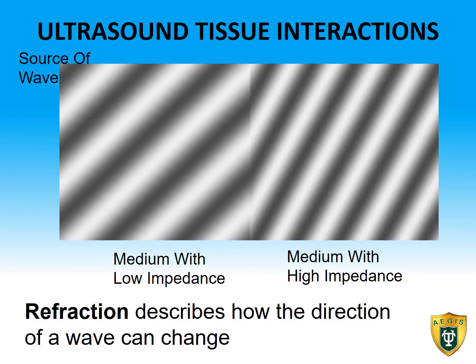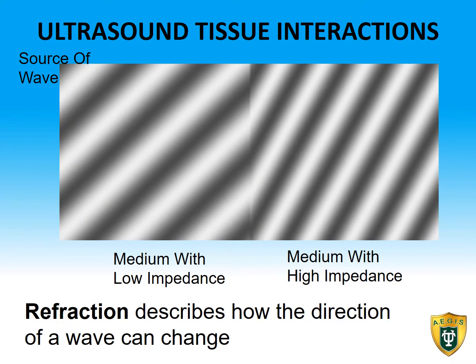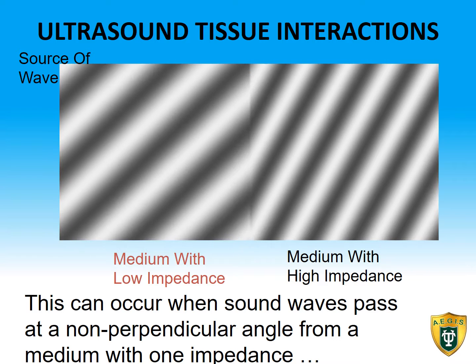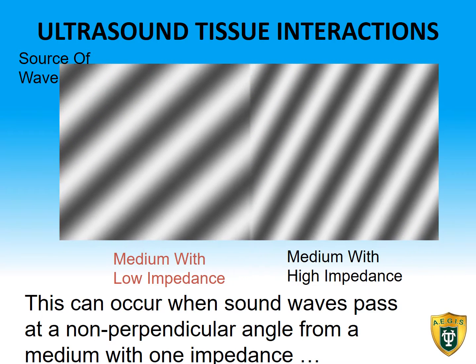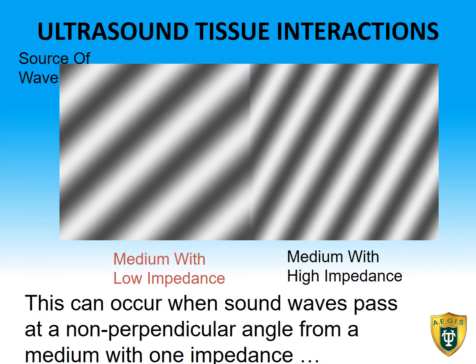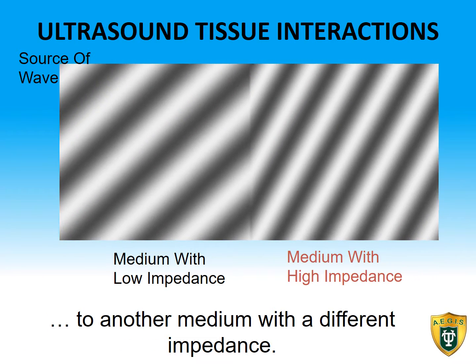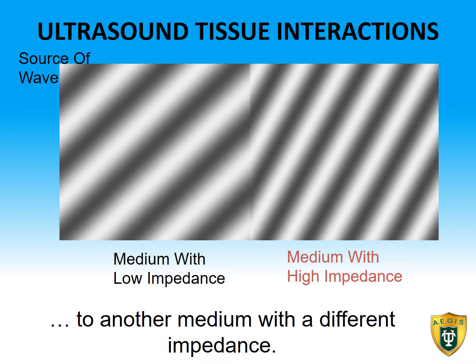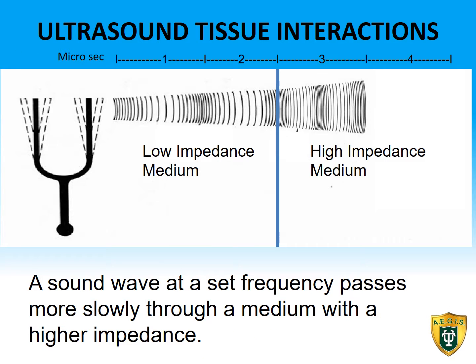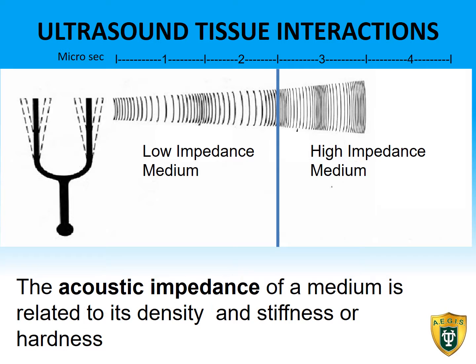Refraction describes how the direction of a wave can change. This can occur when sound waves pass at a non-perpendicular angle from a medium with one impedance to another medium with a different impedance. A sound wave at a set frequency passes more slowly through a medium with higher impedance. The acoustic impedance of a medium is related to its density and stiffness, or hardness.